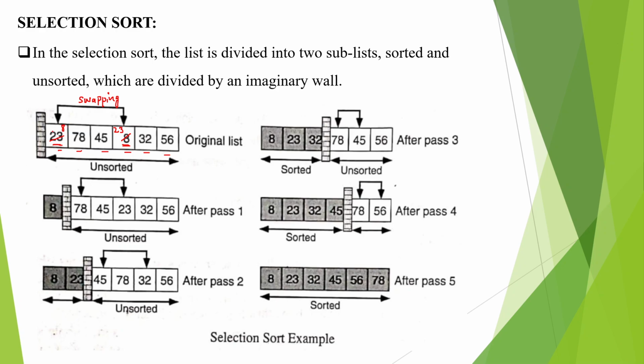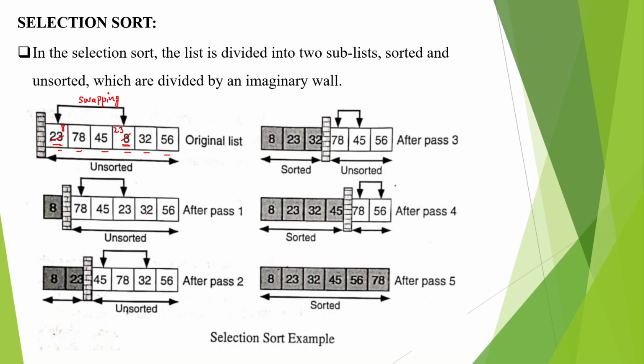So what we do, simply move the imaginary wall one step ahead. To make the first pass, move the imaginary wall one step ahead. After moving the imaginary wall one step ahead, in your sorted list one item gets entry and from your unsorted list one item will be decreased. So here you can see we got 8 in the sorted list and remaining 5 elements in the unsorted list. This is the completion of first pass.